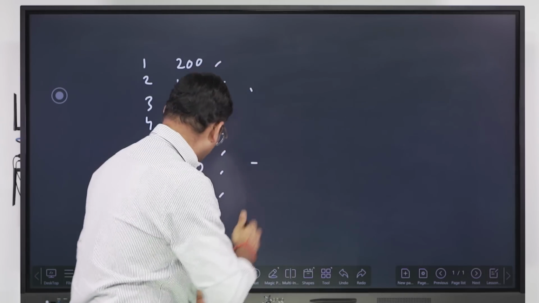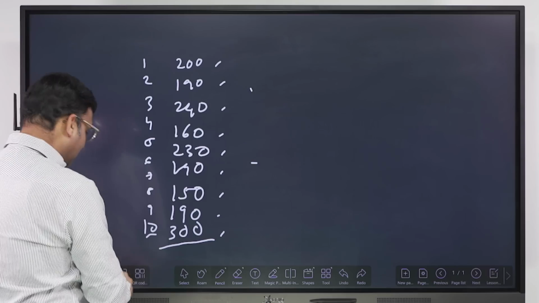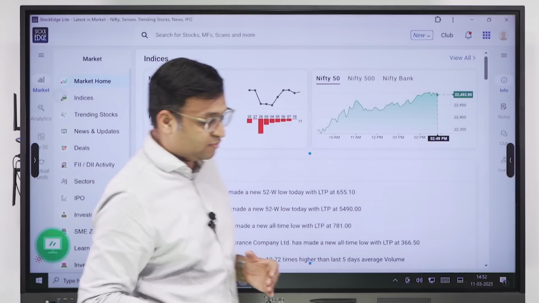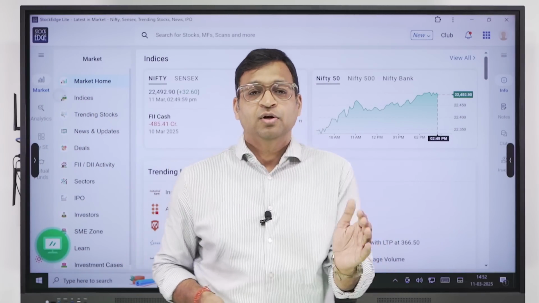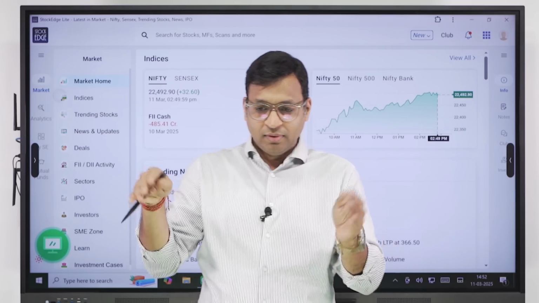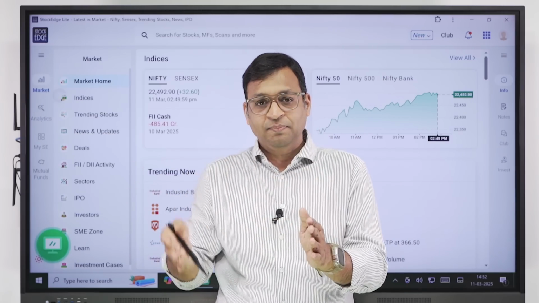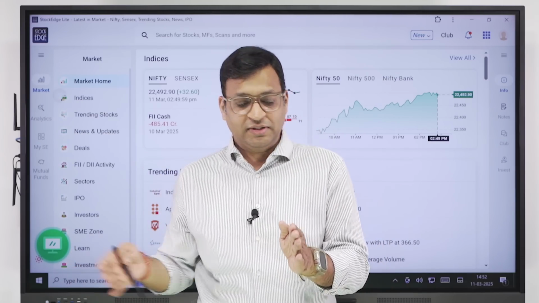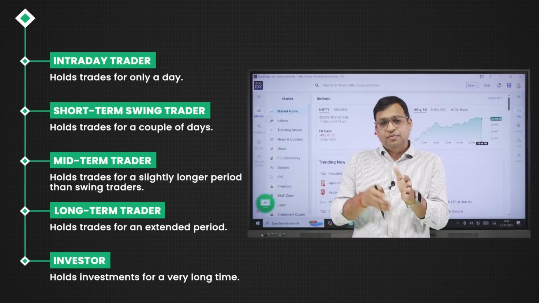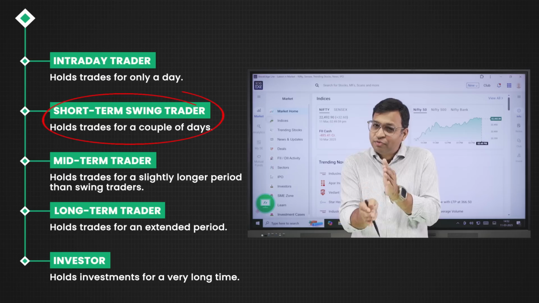All right, now let's go back to StockEdge and let's try to see this from a market perspective and how it helps us to become a better trader or investor. Now, before we go into this, let us try to understand the different kinds of trading or investing. So when you are an intraday trader, you trade only for the day. When you're a short-term swing trader, you trade for a couple of days.